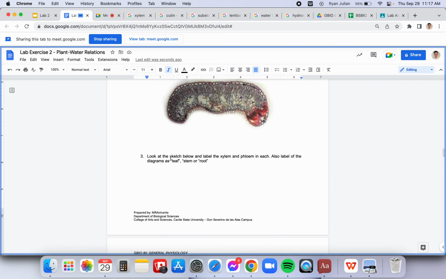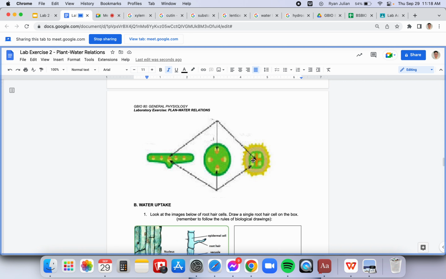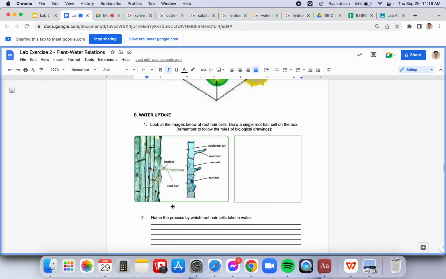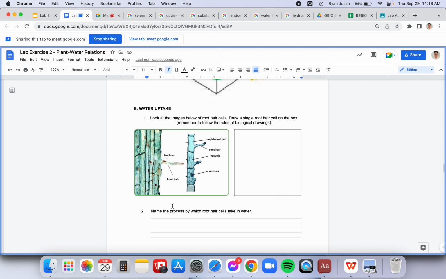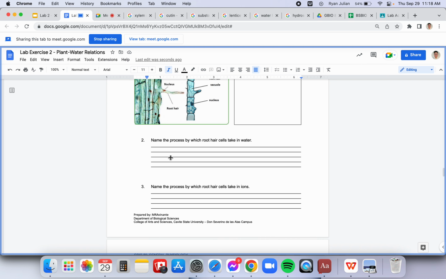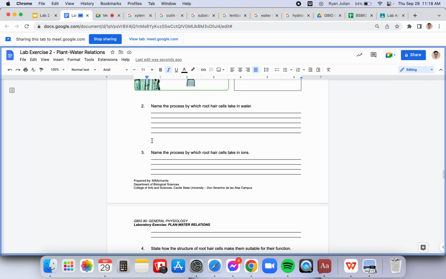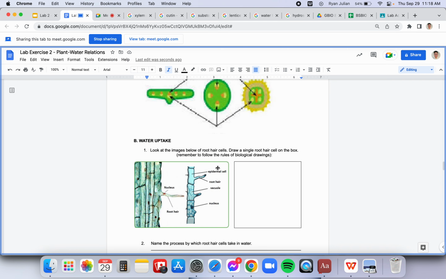Dicotyledonous. And number 3, look at the sketch below and label the xylem and phloem in each. Also, label each of the diagrams as leaf, stem, or root. So this is the image that I am referring to. And 4, letter B is the water uptake. Look at the images below of root hair cells, and draw a single root hair cell in the box. And don't forget to answer the following guide questions right after the first one.